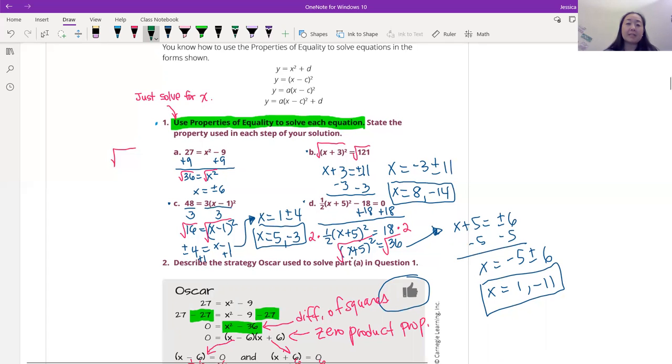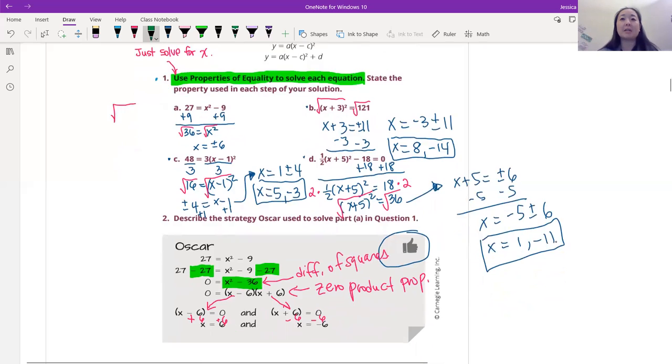And all we have left is the x plus 5 squared and 18 times 2, which is 36. And now we're going to square root both sides. And so the square root of 36 is plus or minus 6. And all we have left is x plus 5. And then we're going to subtract 5 on both sides to get x is equal to negative 5 plus or minus 6. What does that mean? It means negative 5 plus 6, which is positive 1, and negative 5 minus 6, which is negative 11. Right? Those are our two answers.